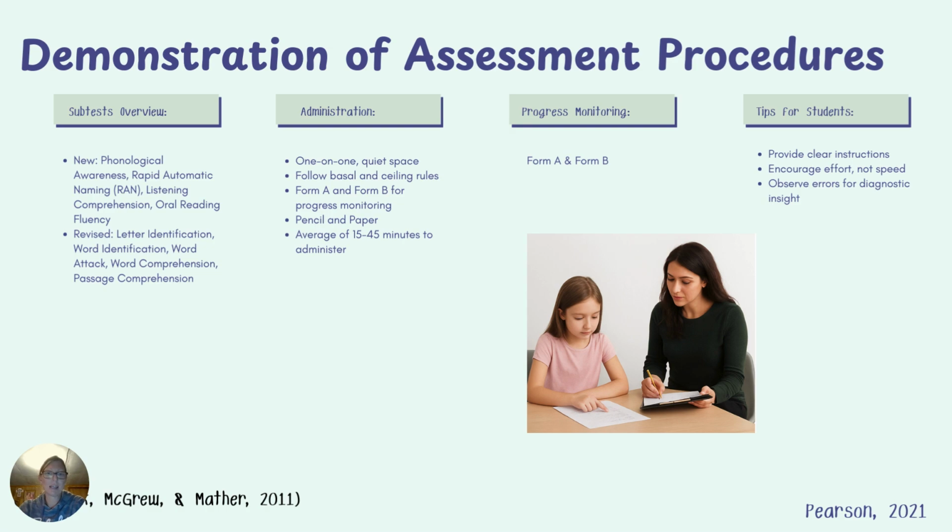As you can see in this picture right here, it shows a visual demonstration of how the one-on-one assessment would take place. So you would have the table with the 2 chairs. You want to make sure that the corner of that table is in between you and the student that you are assessing. You want to be sure that you can observe what they are doing, but they are not able to see your clipboard. Forms A and B allow educators to monitor progress over time.